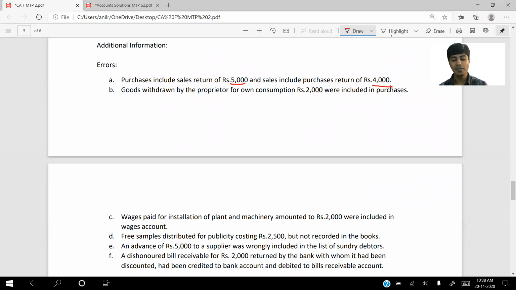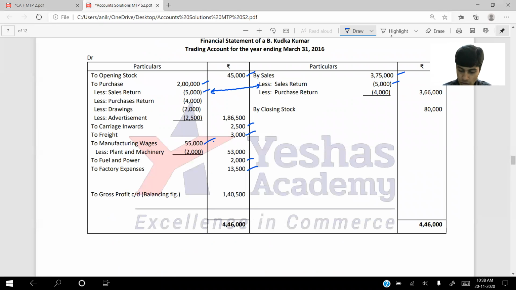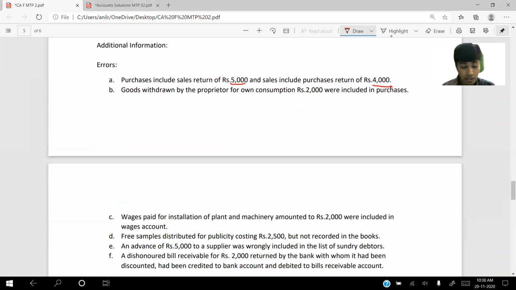Next, sales included purchase return of 4,000. Again, same thing. We'll deduct this 4,000 from sales as well as from purchases, because it is purchase return. For this, the journal entry would be sales account debit to purchase return account. Done.